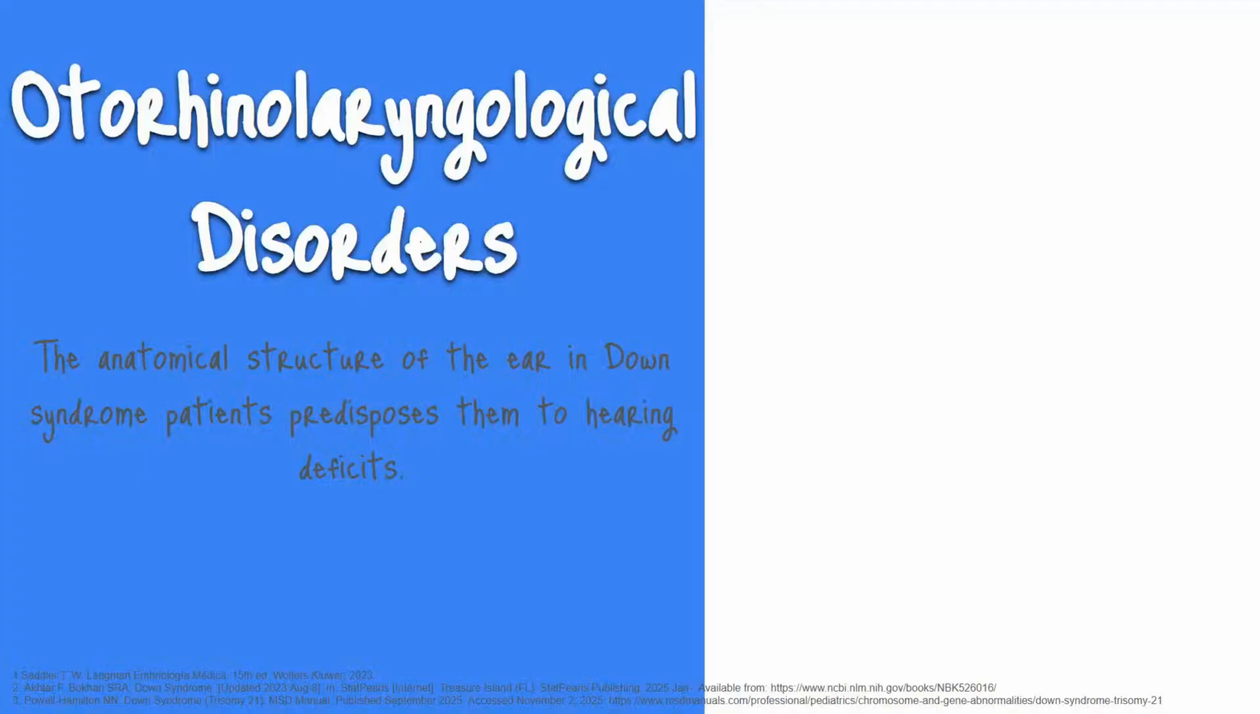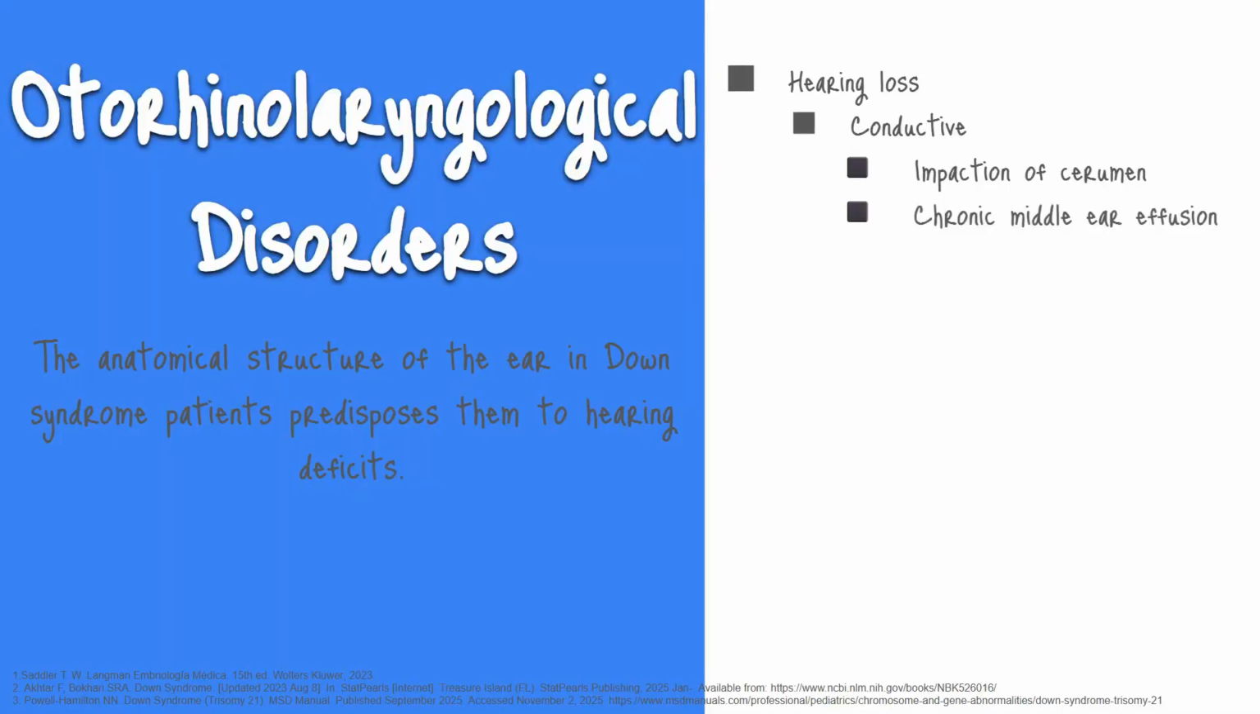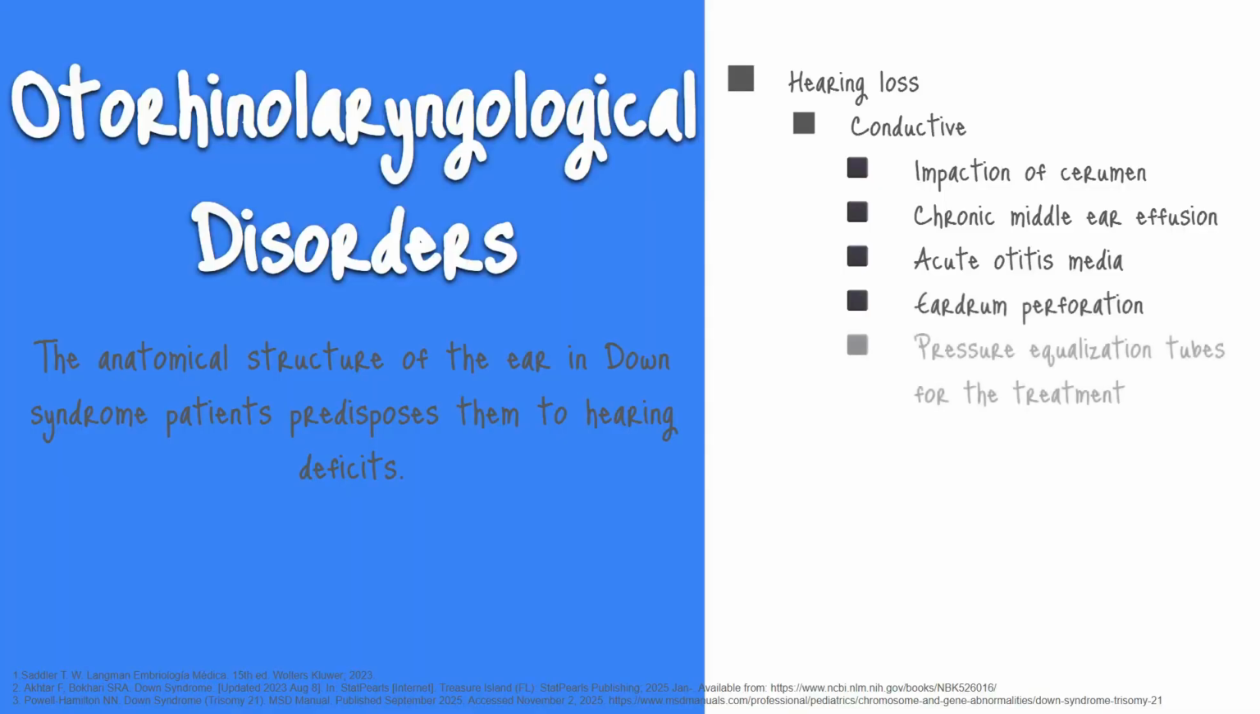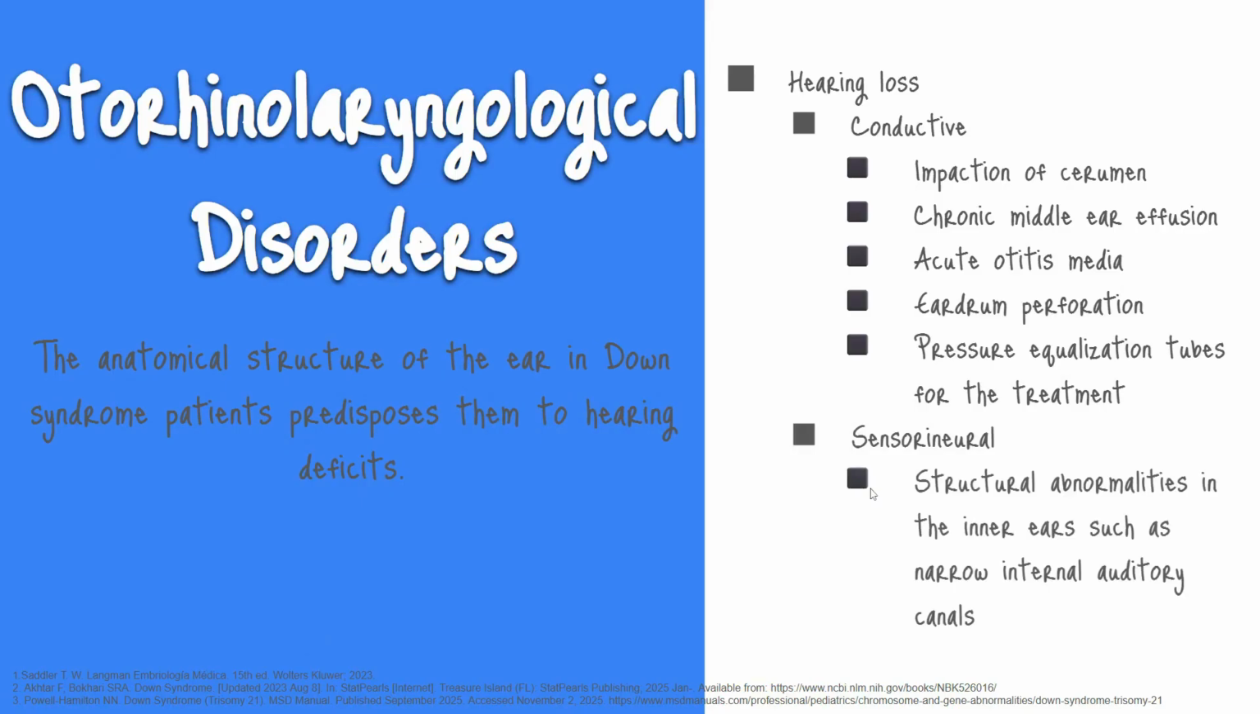Otorhinolaryngological disorders. The anatomical structure of the ear in Down syndrome patients predisposes them to hearing deficits. Hearing loss can be conductive, which could be caused by impaction of cerumen, chronic middle ear effusion, acute otitis media, eardrum perforation. Pressure equalization tubes are the treatment usually. It can also be sensorineural, and this is caused by structural abnormalities in the inner ear, such as narrow internal auditory canals.